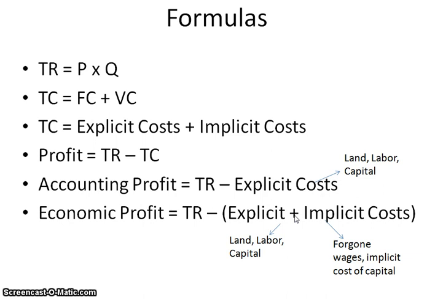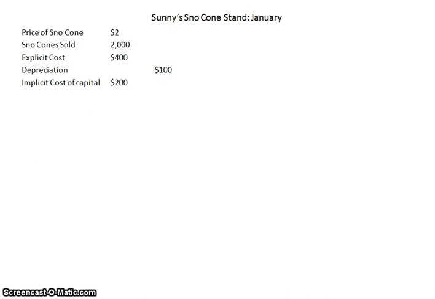So in this next example here, this is taken from Module 52 at the end where it asks you to tackle the free response questions. This is the FRQ number 2 from the book. And they give you this information about Sunny's snow cone stand for January. And they tell you that the price of the snow cones is $2. They sell 2,000 of them in January. They have explicit costs of $400. They have depreciation of $100. And they have implicit cost of capital of $200.